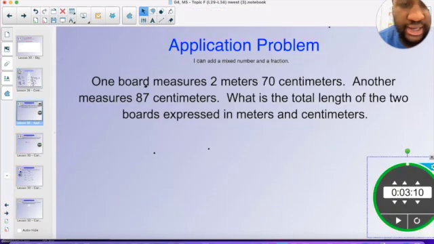All right, guys, let's go ahead and get back into it. The second part we want to talk about is the application problem. I'm going to read the problem. I'm going to give you 3 minutes and 10 seconds to solve it on your own, okay? So before we start, I want to read the problem to you. It says, one board measures 2 meters and 70 centimeters. Another measures 87 centimeters. What is the total length of the 2 boards expressed in meters and centimeters?